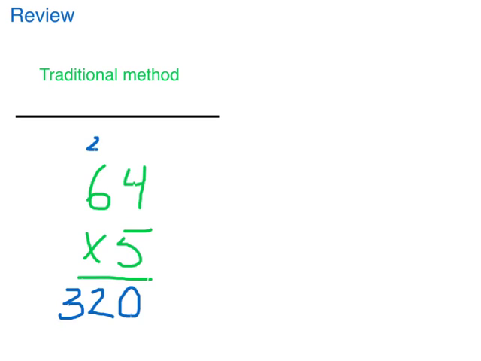So one of the strategies we looked at today was the traditional method, the method that a lot of people like to use, where you simply take your number 5, you multiply it by 4, you get 20, 0 goes here, 2 goes up there, 5 times 6 makes 30, plus 2, 32. So 64 times 5 makes 320.